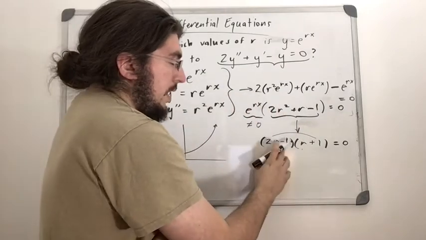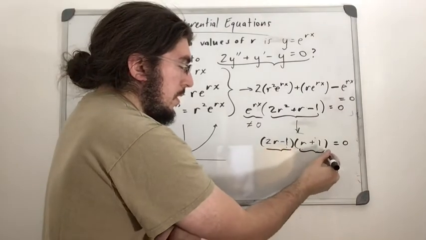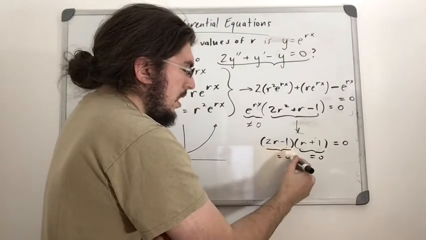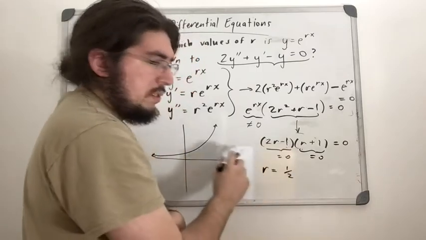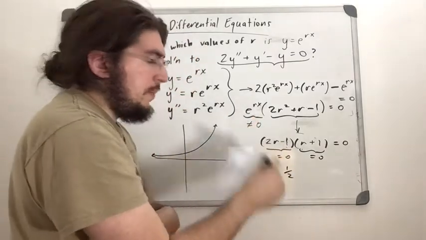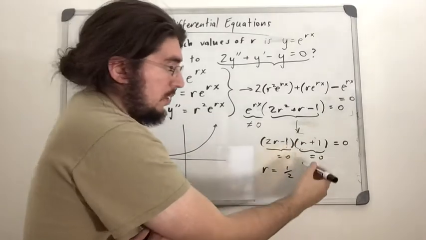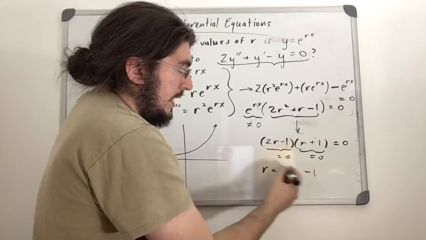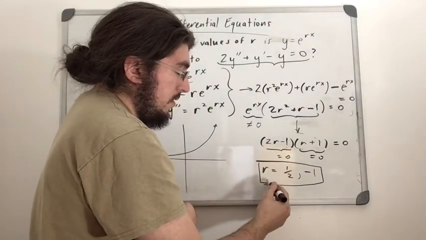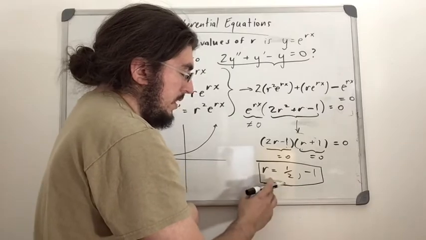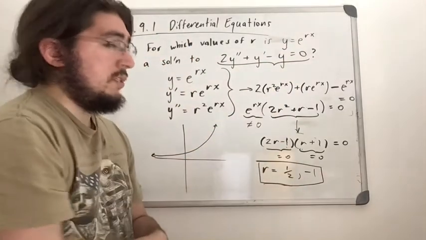Okay, so now finally, setting each of these equal to 0, again using the zero product property, either you get r is equal to positive 1/2, setting that equal to 0, you just add 1 to the other side and divide by 2. Here, if r plus 1 is equal to 0, subtract 1 from the other side, r is negative 1. So this is part a. These are the values of r for which y equals e to the rx is a solution to this differential equation.